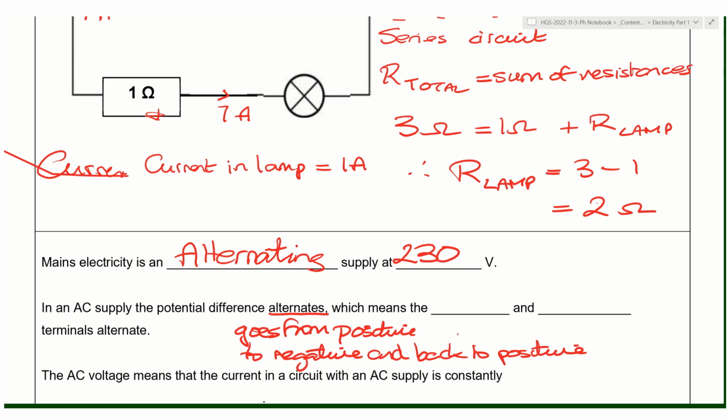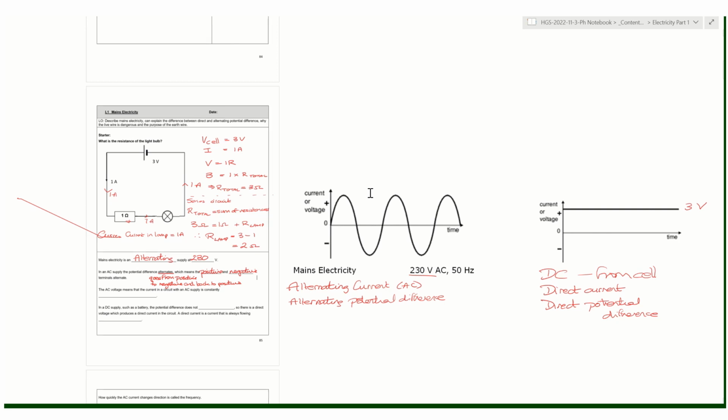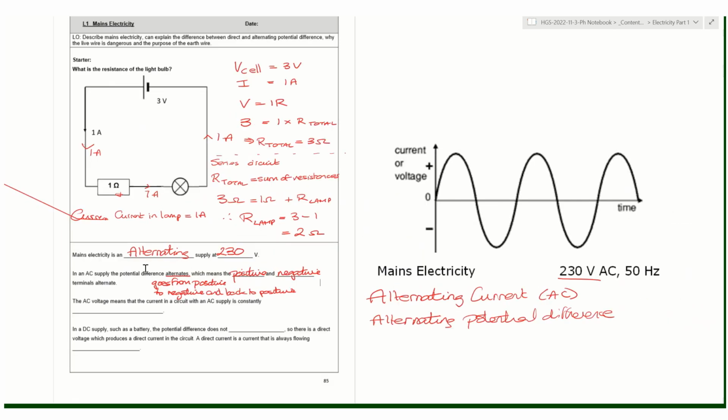And what that means is that the positive and negative sides of the supply switch around. So we saw when we did the IV characteristics, to get negative potential difference, we had to swap the connections around to the cell. So here it starts as positive, so one side of the power supply is positive, and then that side becomes negative, and then it goes back positive again.